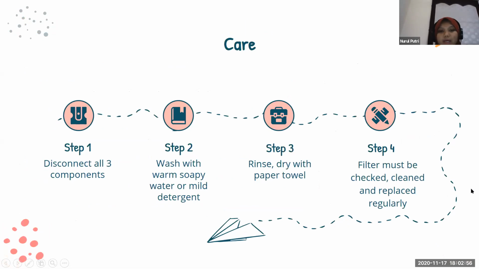Moving on to the care of the machine. How can you take care of it? First, disconnect all 3 components, then wash with warm soapy water or mild detergent, then rinse and dry with a paper towel. The filter of the nebulizer must be checked, cleaned, and replaced regularly. And if one of the components of the nebulizer machine, especially the hose, the mask, or the mouthpiece, has spots or discoloration, it is better to discard them because there might be a risk of contamination.